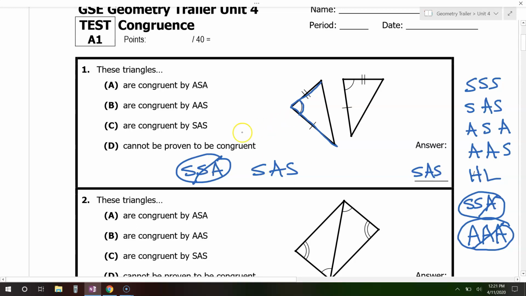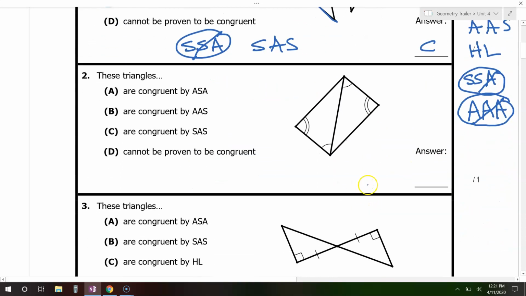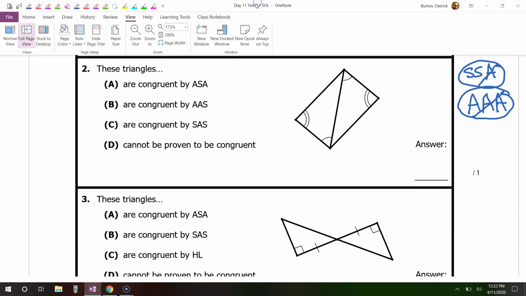Wait, this is multiple choice, my friends. C. All right, moving on to problem number 2.